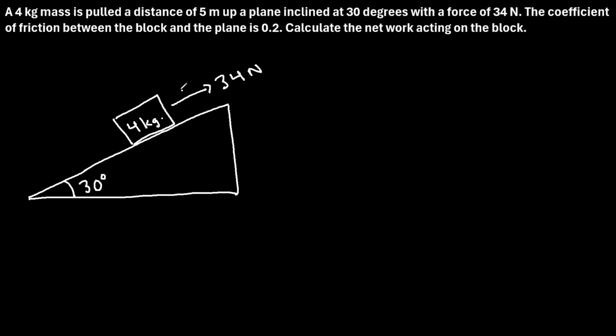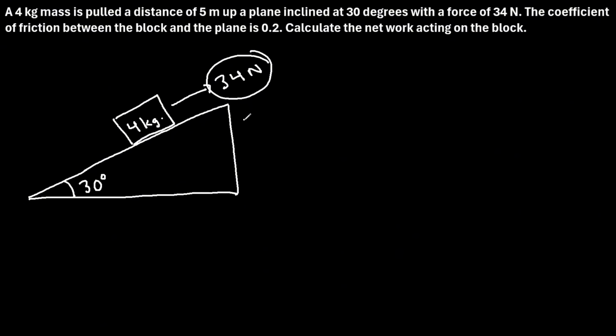So I've gone ahead and sketched out this situation. We have this 4 kilogram block, and it's on an inclined plane that's inclined 30 degrees relative to the horizontal. Now, we know that this block is being pulled up the plane with a force of 34 newtons. And our question is, what is the net work that is acting on this block?